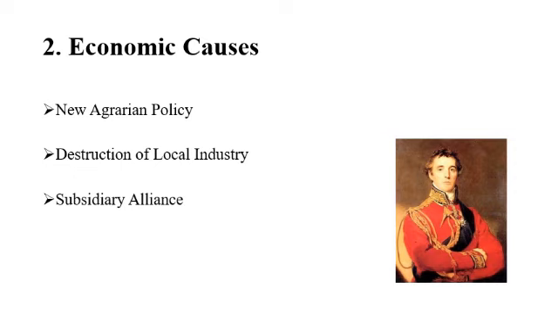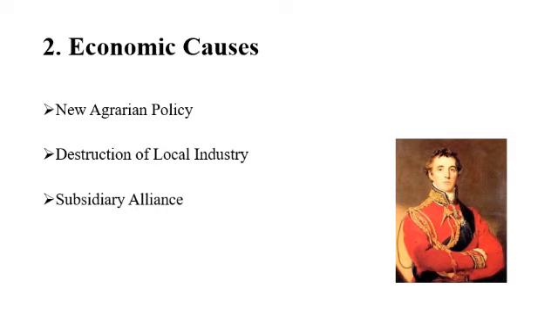Number two, economic causes. In economic causes, number one, the first part is the new agrarian policy. Agrarian is linked with the term agriculture. According to this policy, the Indians were supposed to show documentary proof of the holdings of the lands which they had. In case of no documentary proof, a rental system was there, and the British imposed higher taxes on the land of local Indians.